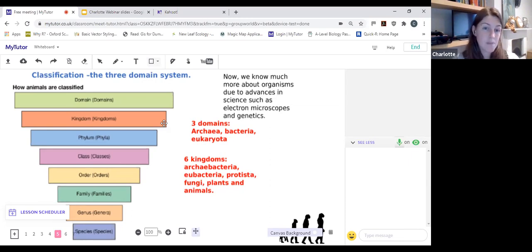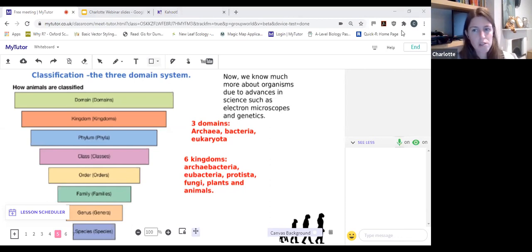Basically, this adds an extra level. So organisms are classified by domain before kingdom. There are three domains: archaea, bacteria, and eukaryota. A couple of those words might be familiar, but archaea probably isn't. Archaea are very strange organisms. They don't really fit into bacteria or eukaryota. They're kind of everything else.